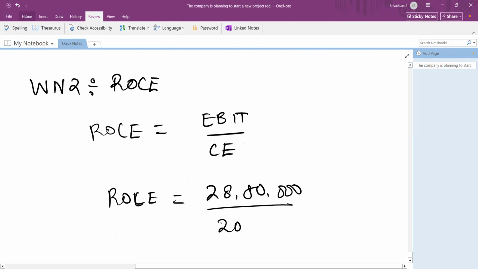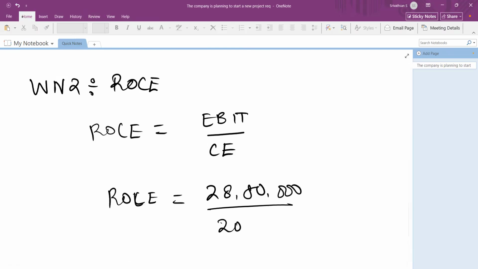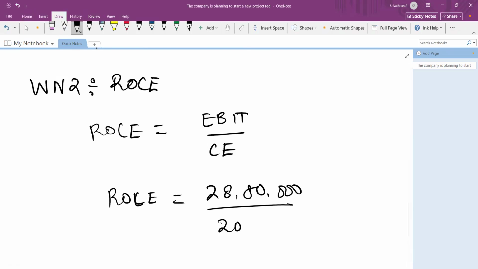So what we can do is write the numerator as 2.88 million so that we don't need to write too many zeros. This numerator is nothing but 28 lakh 80,000, that is 2.88 million, and the denominator is 20 million, which is 2 crores. So the return on capital employed will be 2.88 divided by 20. We get 14.4%. So this is the existing return on capital employed.